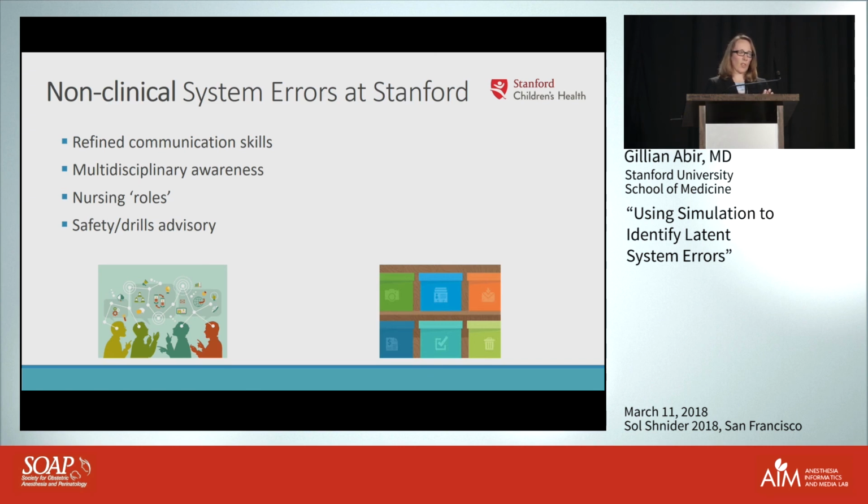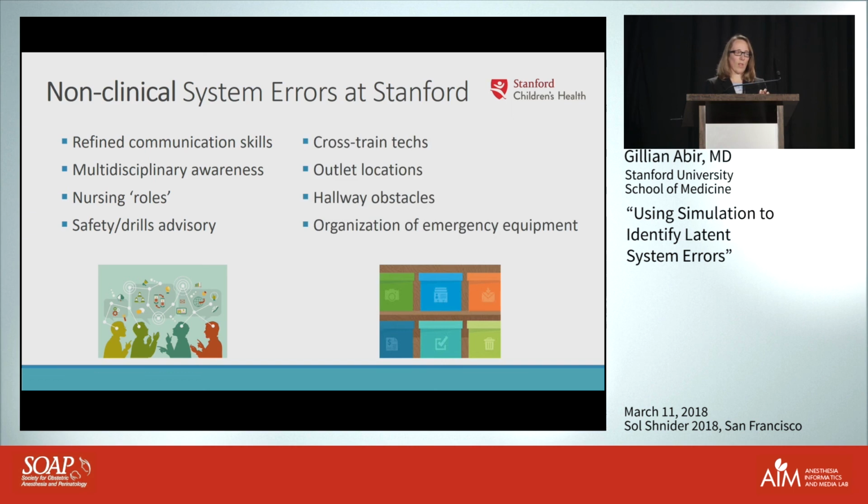And we have the safety drills advisory. We also found that sometimes we don't have anesthesia techs, and it's useful to have a tech sometimes, or all the time. So we now cross-train the obstetric techs to be anesthesia techs. We found safety hazards in the ORs in terms of long cables being across the floor, a trip hazard. So now we have identified additional outlet locations.